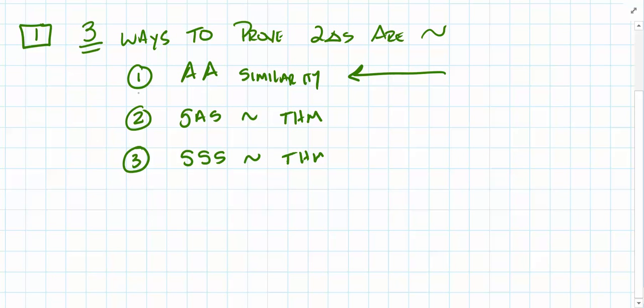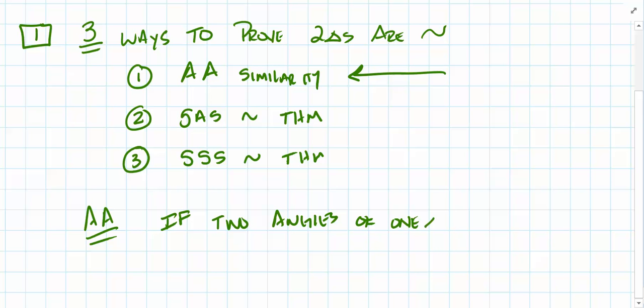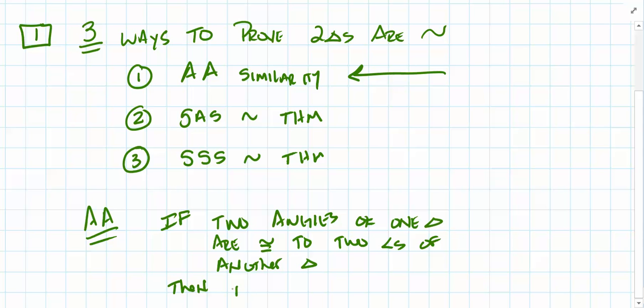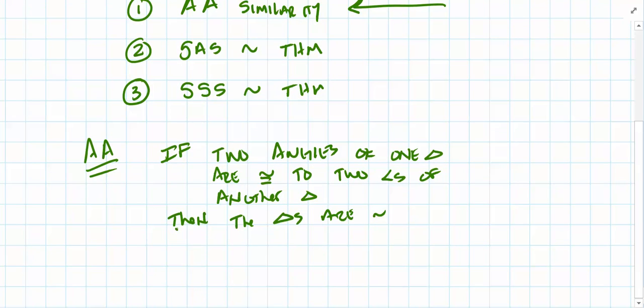Okay? I'm going to write down the angle similarity here. It says this: if two angles of one triangle are congruent to two angles of another triangle, then the triangles are similar. So this is the angle similarity.